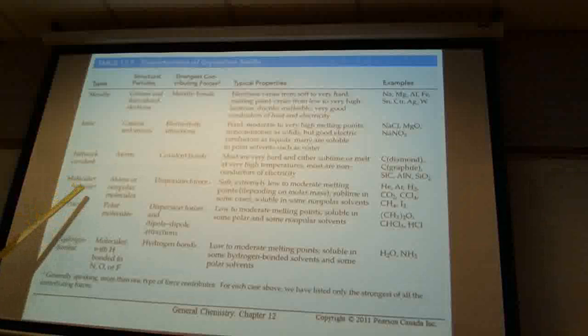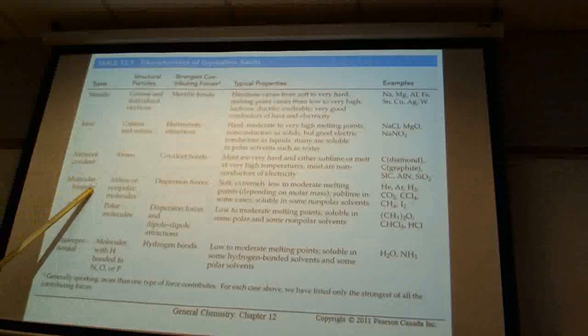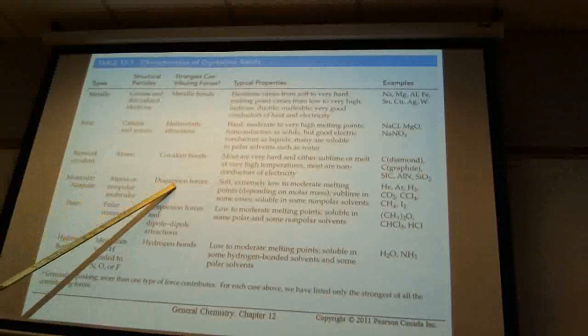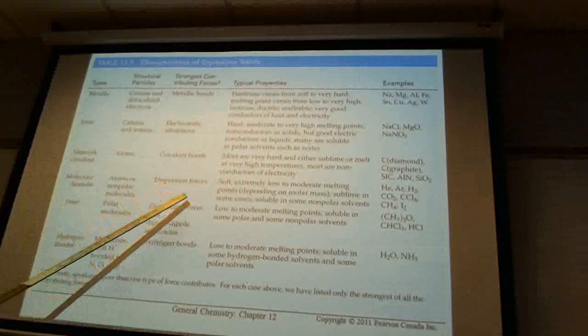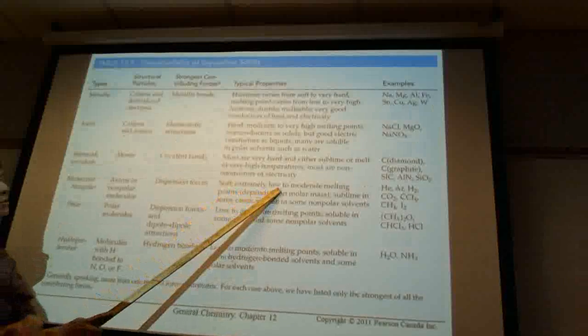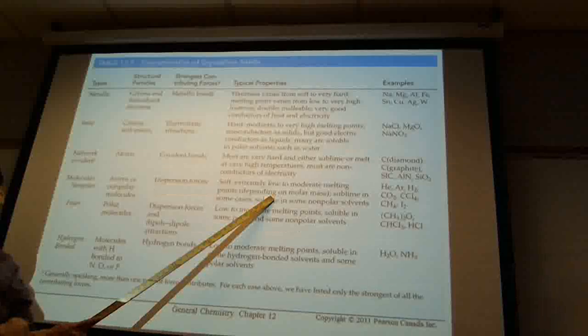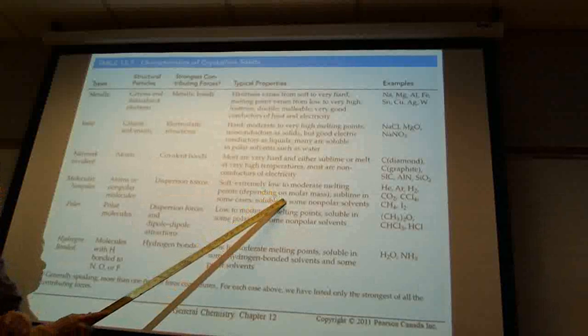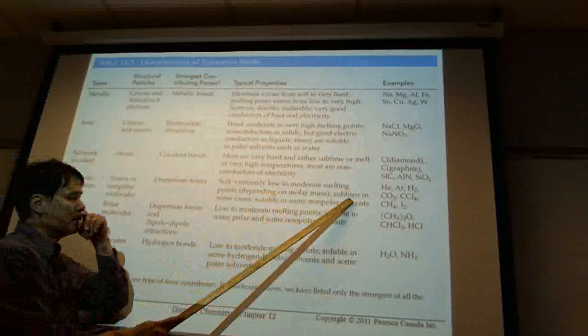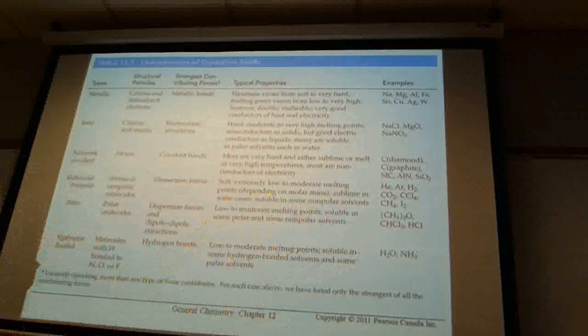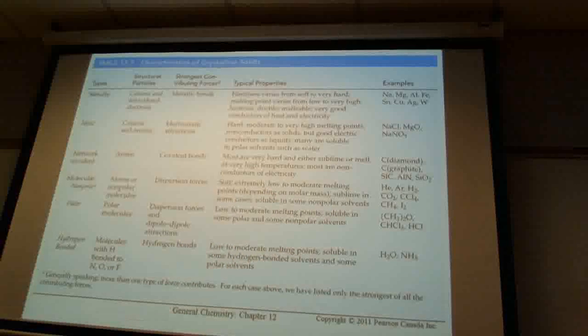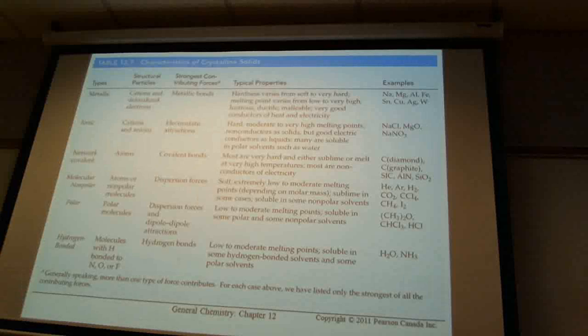Molecular, so we have the nonpolar. Nonpolar molecules are only held together by dispersion forces. And so they're soft, with extremely low to moderate melting points depending on the molar mass. Actually, some of these melting points can get quite high, like asphalt, if the molecules get quite big with a lot of electrons. Sublime or decompose. Some of these don't melt, they just start to decompose in air.